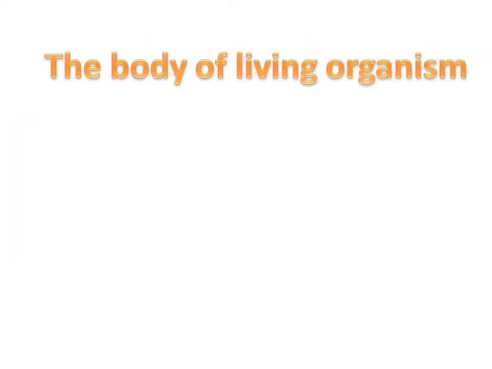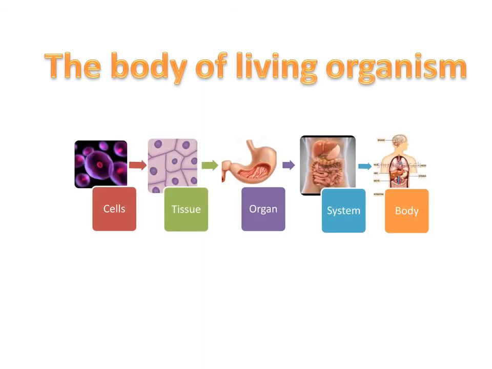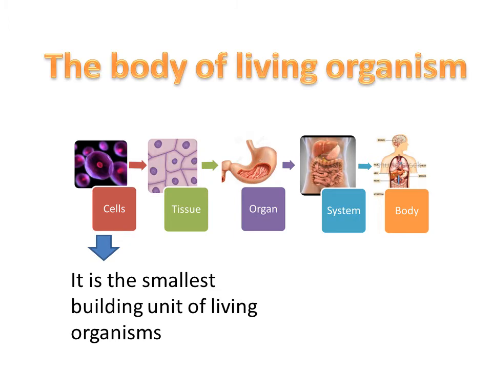The same for the body of living organisms. The body of living organism consists of a group of systems. A system consists of a group of organs. An organ consists of a group of tissues. A tissue consists of a group of cells. So what's meant by cell? It is the smallest building unit of living organisms.